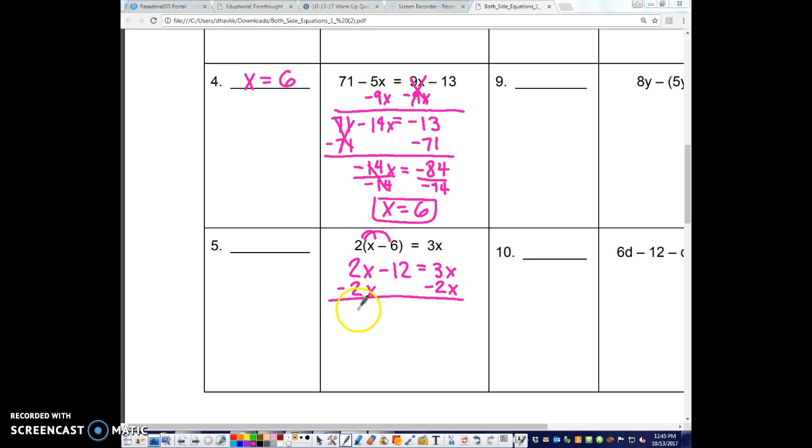Okay, so 2x minus 2x is 0. We're left with negative 12 on this side. Equals, what's 3 minus 2? 1, right? So we're left with 1x. Looks like that's our answer, huh? X equals negative 12. Okay?